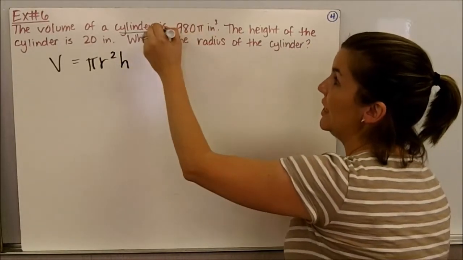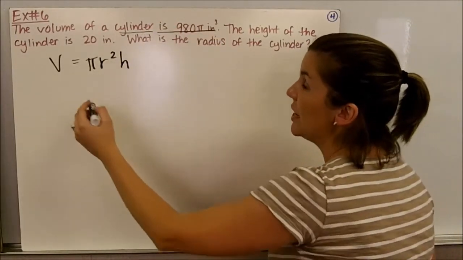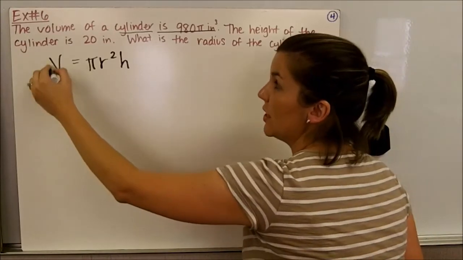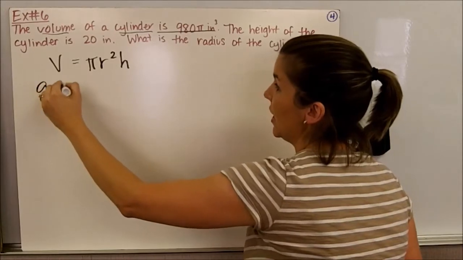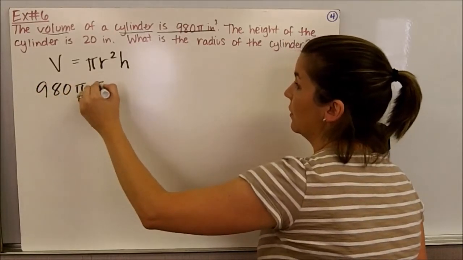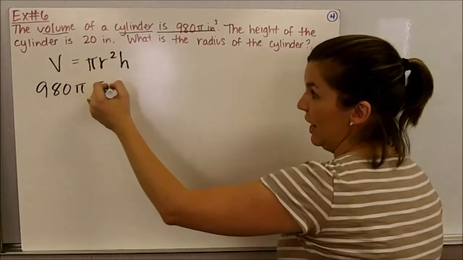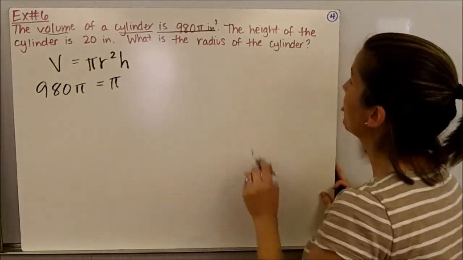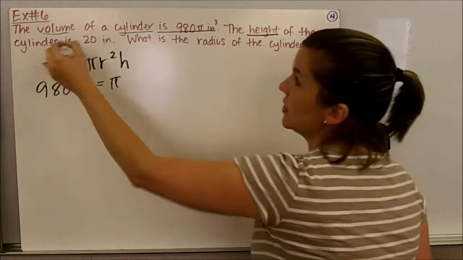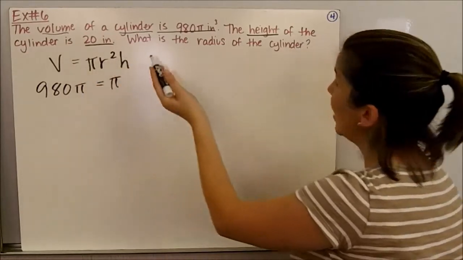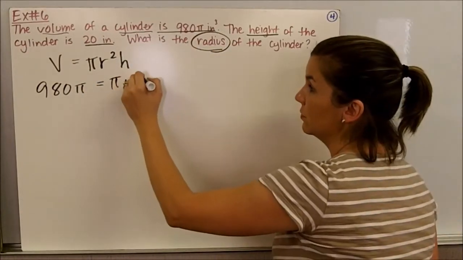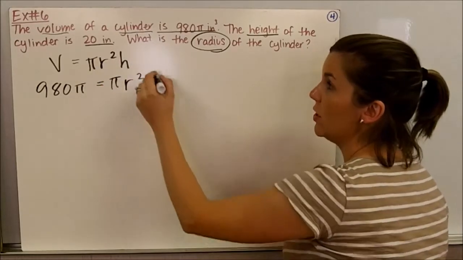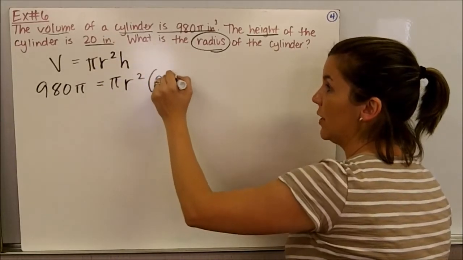The volume is 980 pi inches cubed. So instead of V for volume, I'm going to plug in 980 pi. Pi is still pi. The height of the cylinder is 20 inches. So I'm not given radius. That's what I want to find out. Radius is squared in the formula, but H is 20, so I can plug in 20.